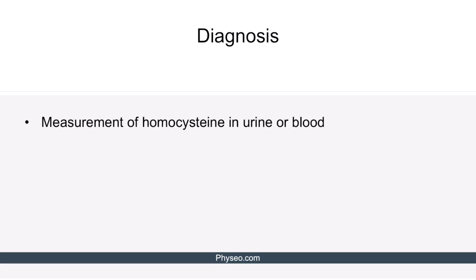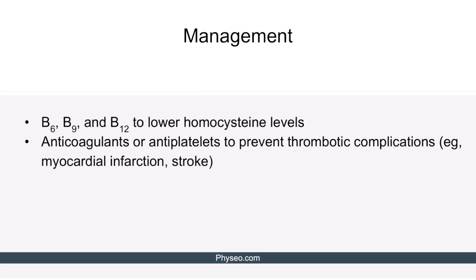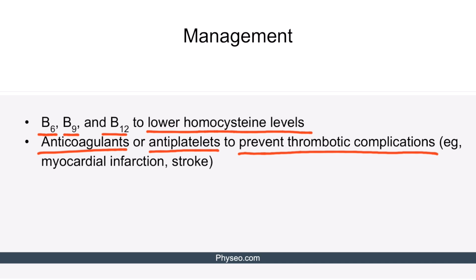Diagnosis of homocystinuria occurs via measurement of homocysteine in the urine or blood. Management of homocystinuria includes supplementation of B6, B9, and B12 to lower the homocysteine levels. Antiplatelet and anticoagulant medications should be given to prevent thrombotic complications like myocardial infarction and stroke.